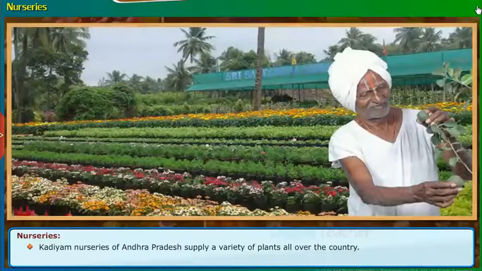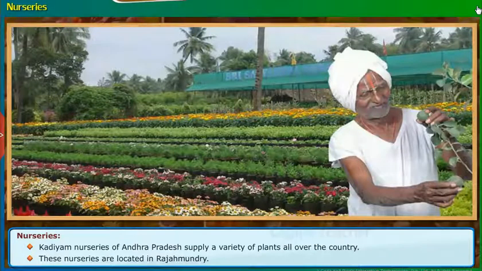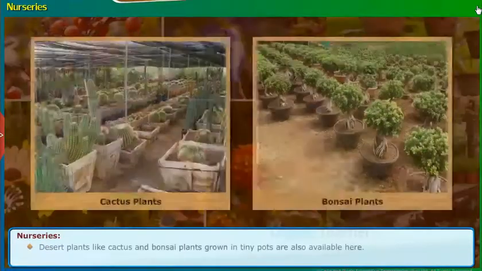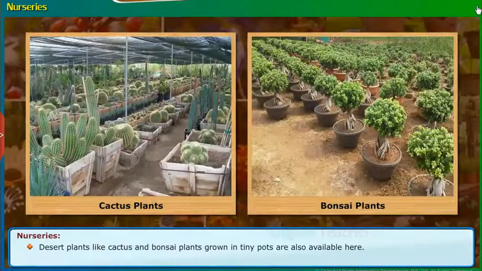Kadiyam nurseries of Andhra Pradesh supply a variety of plants all over the country. These nurseries are located in Rajahmundry. These nurseries are spread over almost 5,000 acres of land with 700 of them growing various plants of flowers, fruits, including decorative plants and medicinal plants. Desert plants like cactus and bonsai plants grown in tiny pots are also available here.